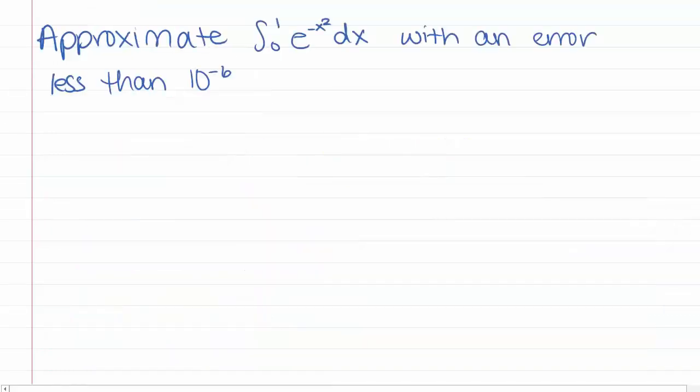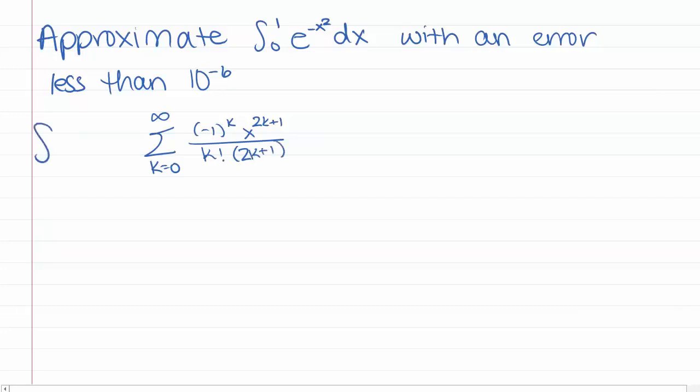All right, now this problem asks us to approximate the integral of e to the negative x squared from 0 to 1 with an error of less than 10 to the negative sixth. Now this makes sense because we have the antiderivative of e to the negative x squared as a Taylor series, and we know how to approximate Taylor series to within a certain accuracy. So let's remember what that Taylor series was. It was the sum, k goes from 0 to infinity, of negative 1 to the k times x to the 2k plus 1 divided by k factorial times 2k plus 1.